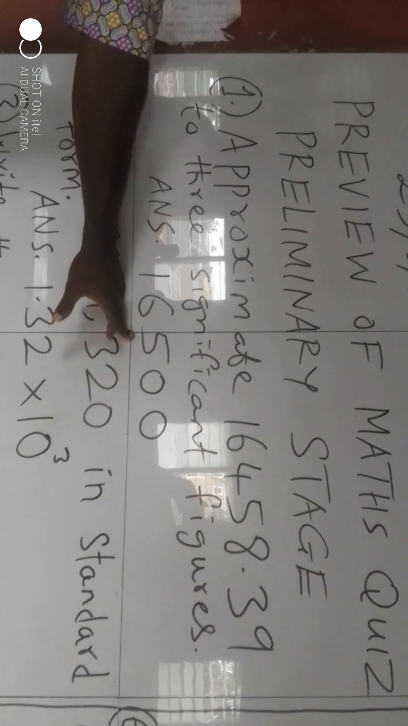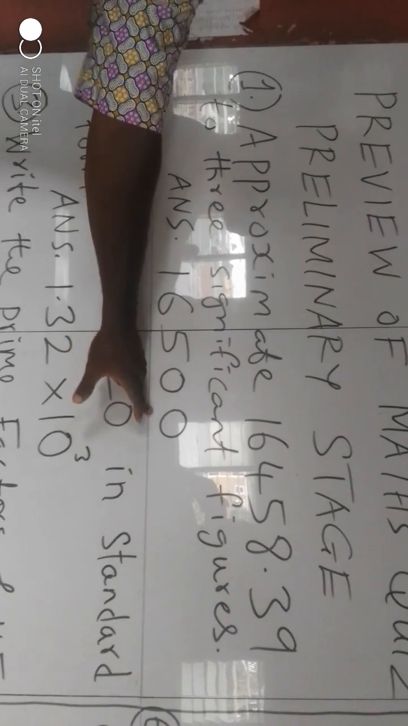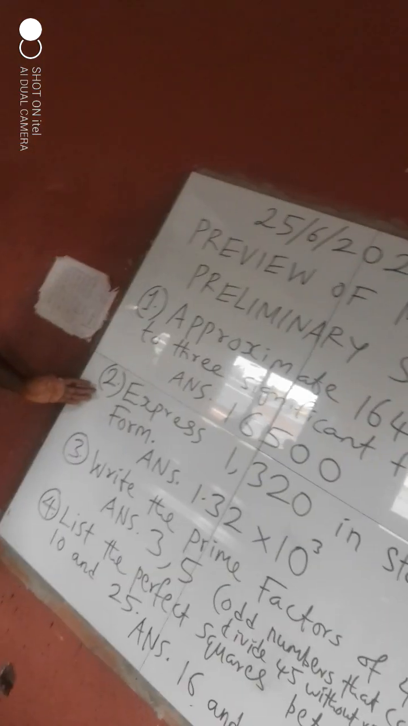What is it as significant figures? You pick the first 3 main figures, and others will be 0. The first 3 main figures are 1, 6, 5. Others become 0, 0. So you have approximated the number to a 3 significant figure number.